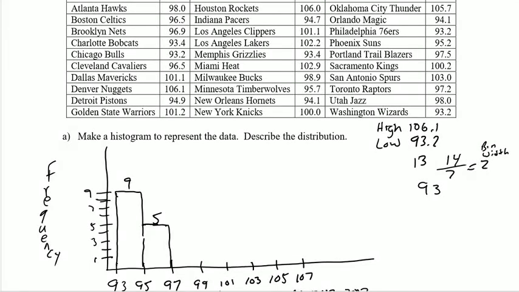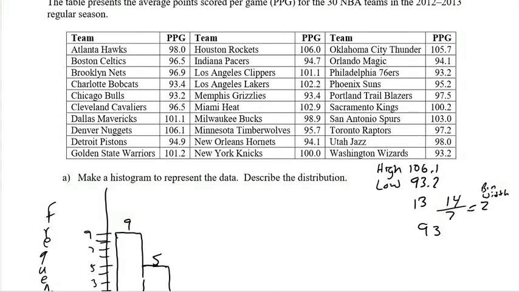NBA teams. So more than 97, but not quite 99. Let's see. 1, 2, 3, 4, 5. I see 5 of those as well.